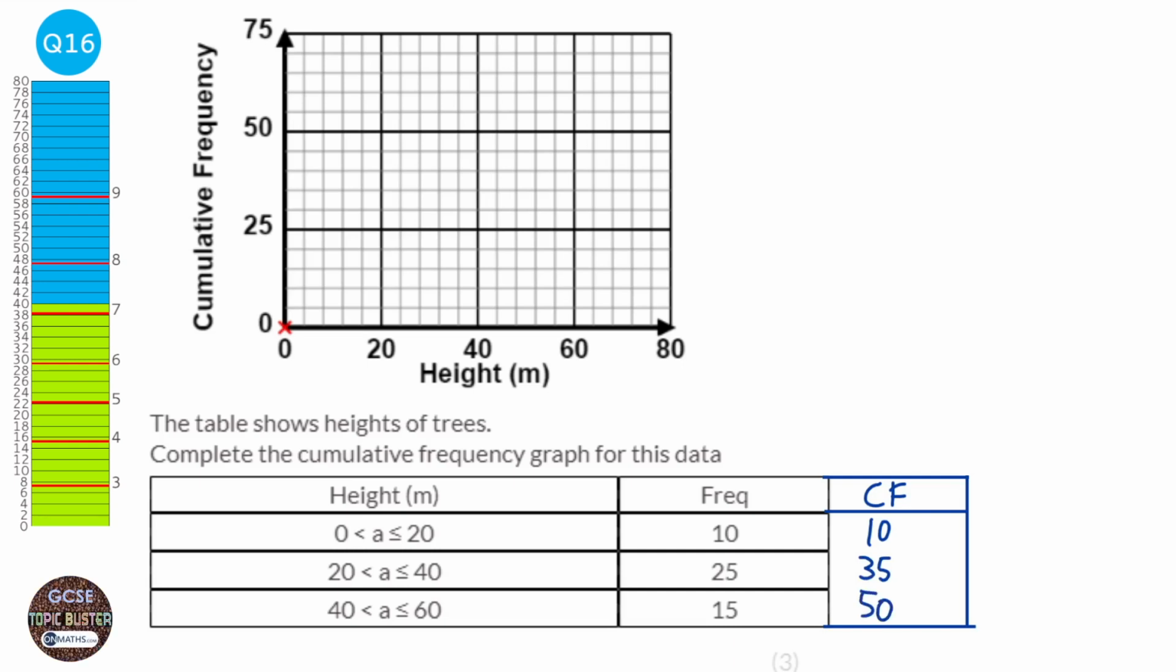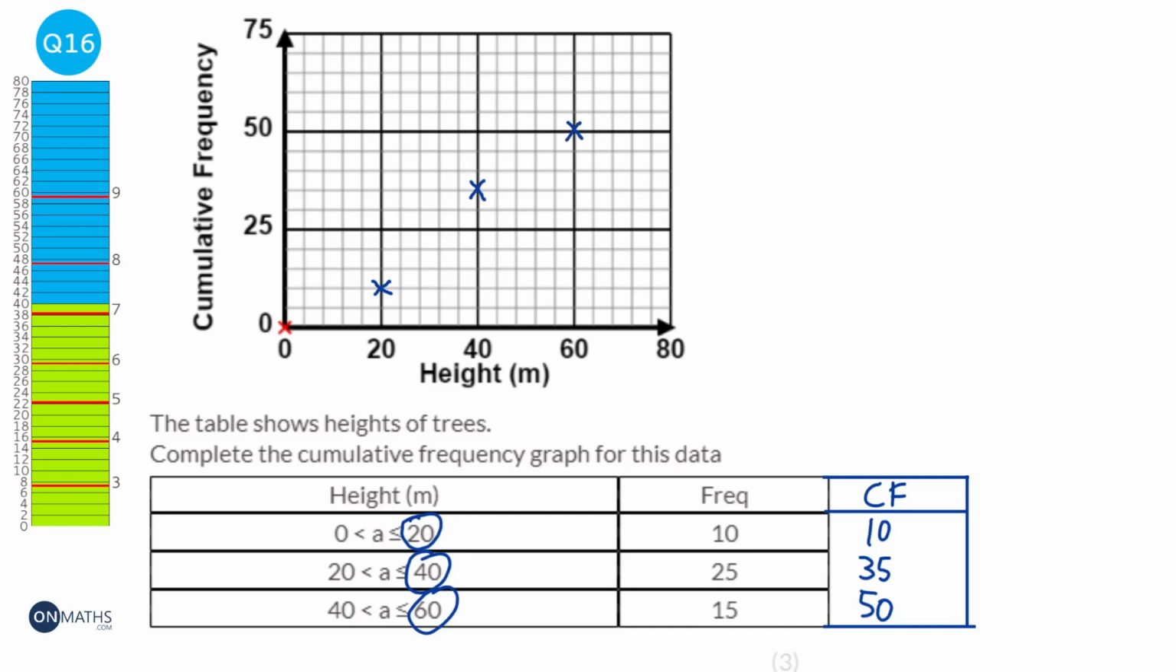Now, the cumulative frequency is the total amount so far. So for that first 10, the cumulative frequency of 10, we're looking at everything up until the 20. So we plot it at the 20. So it'd be 20 and then 10. So this one here. Then the next one, the 35, is everything up until 40. So it would be here. And then the next one is everything up until 60.